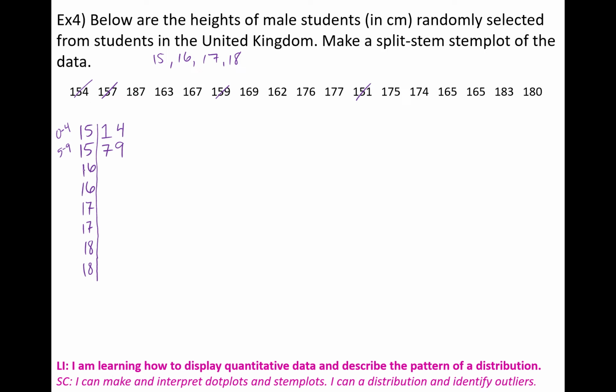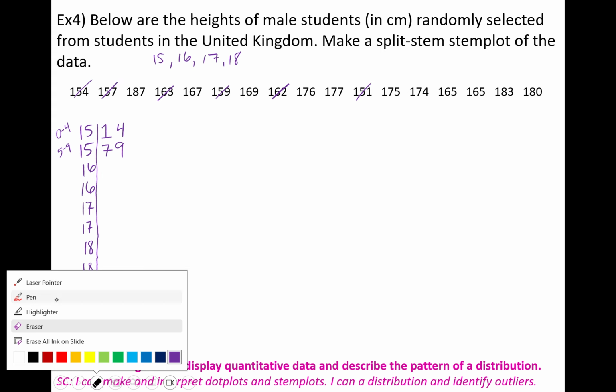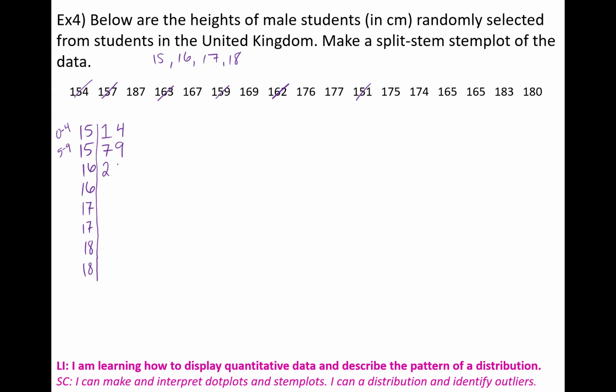So then on the 160s, I'm going to do the same thing, 160 to 164. So let's see if I can find just those numbers. I have a 3, I have a 2, and that might be it. So I'm going to do in order 2 and then 3. And again, we want our numbers to be roughly the same.